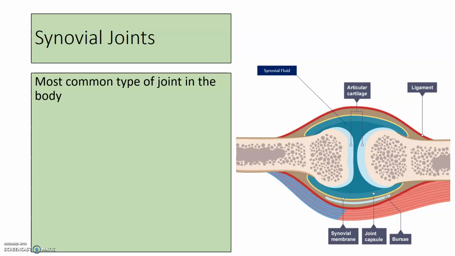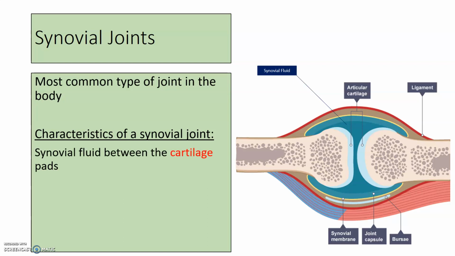So ultimately a synovial joint is the most common type of joint in the body. Okay, so we look at movable joints within the body. The synovial joints are the most commonly found within the body. And ultimately they have characteristics, each of them, to determine what makes them a synovial joint.